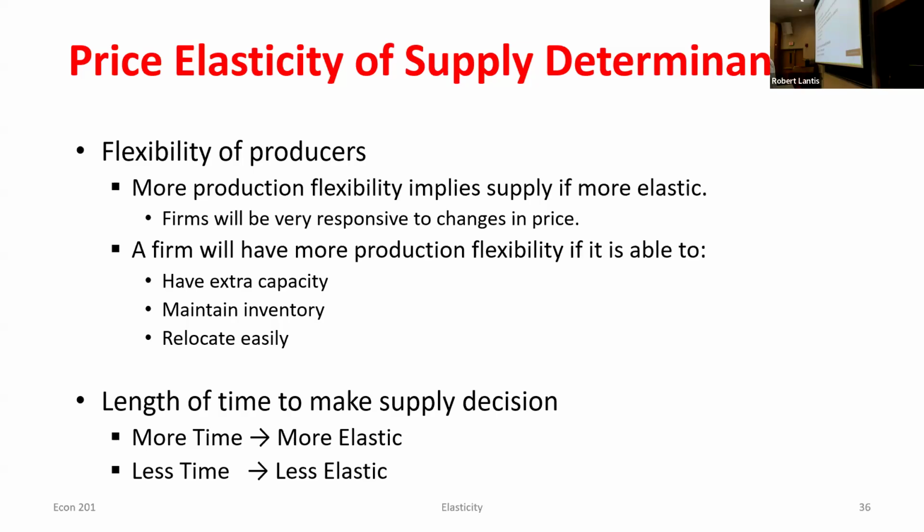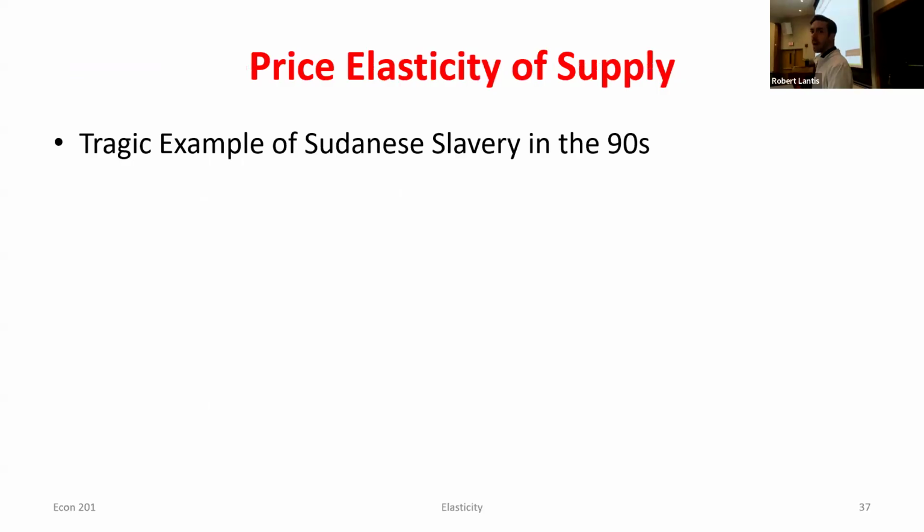Right? If the current price is low, and I don't have to worry about my profits over the next year, I can hold out, not sell as much today, and try to get more of my product out there in another month or two. Right? So with more time, I can be more flexible, which makes my price elasticity of supply more elastic. And the less time I have, the less flexibility, it makes me less responsive to current price changes, or less elastic.